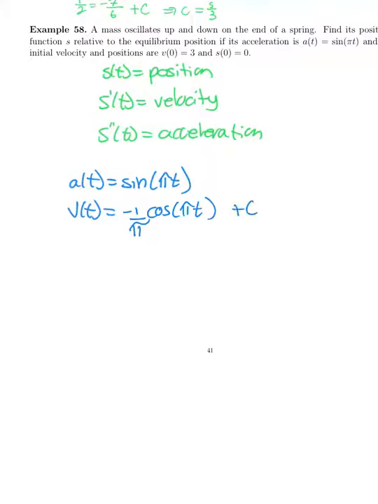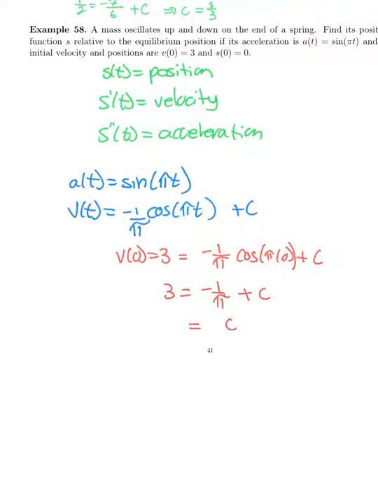Then you have to solve for that constant. So I know that v of 0 is 3. So now I have negative 1 over pi cosine of pi times 0 plus the constant, because this literally means plug 0 into your velocity. Nothing too fancy. Now I'm going to simplify that. So 3 is equal to, cosine of 0 is 1, so 3 is equal to negative 1 over pi plus the constant. So my c is going to be 3 plus 1 over pi.